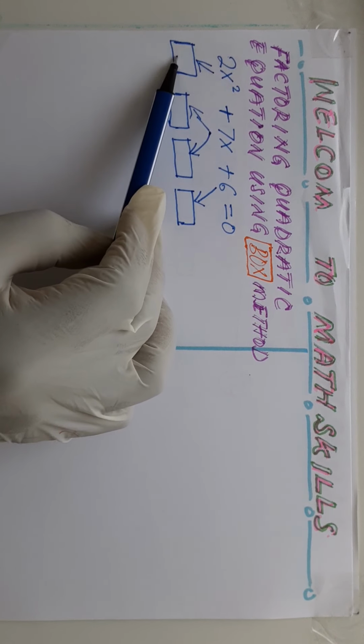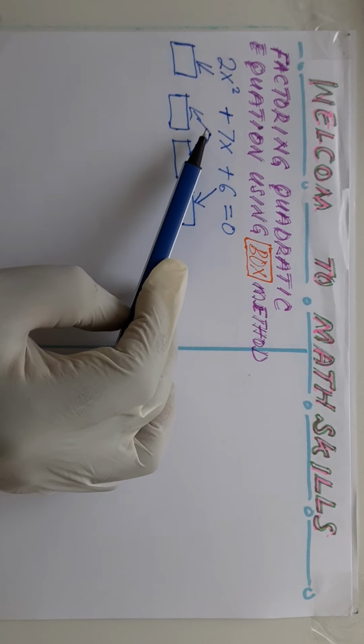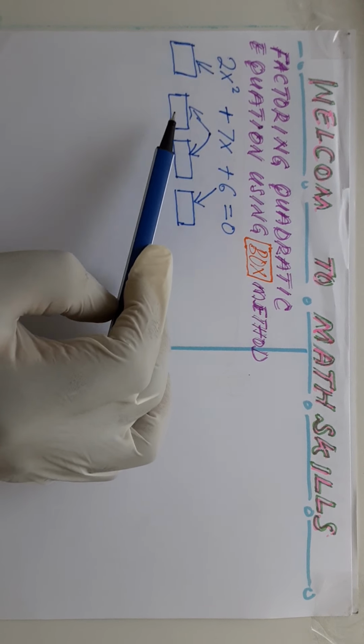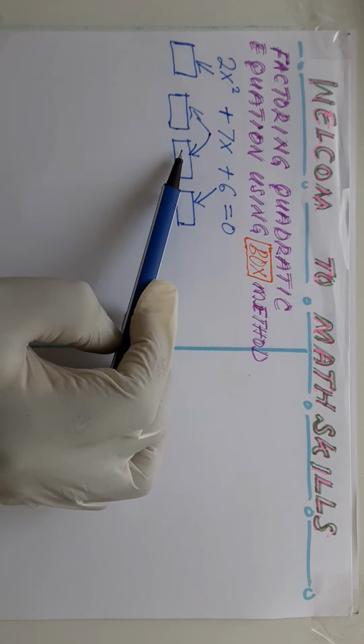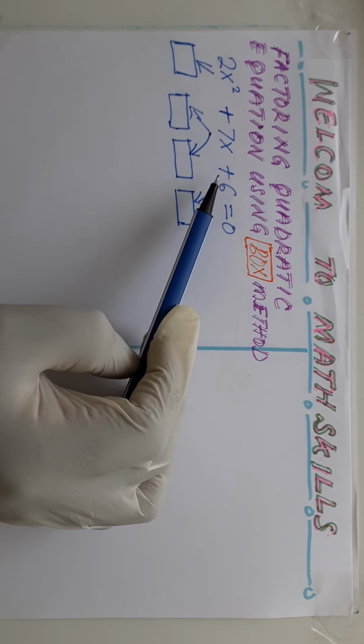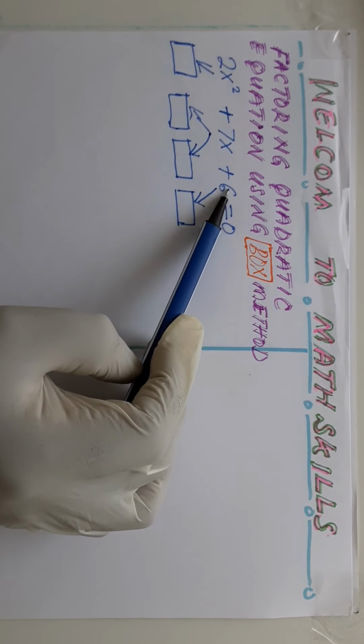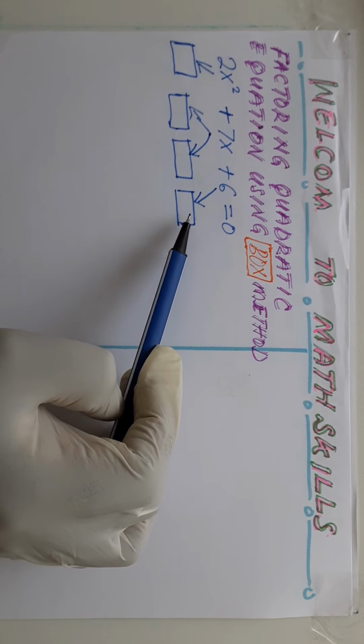2x squared is going to split into a box. 7x is going to split into two boxes. So which variables are going to add up to give us 7x? And 6 is going to split into a box.